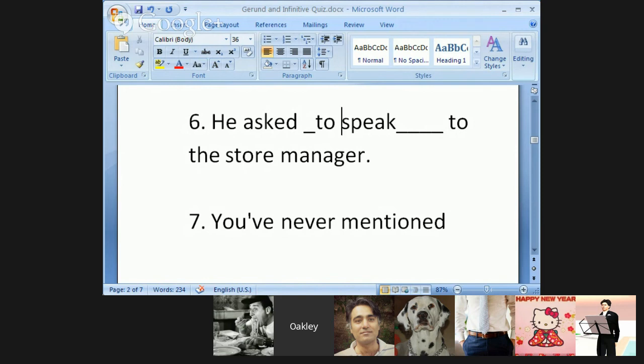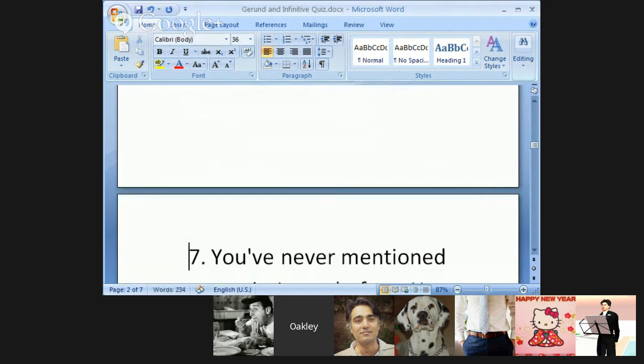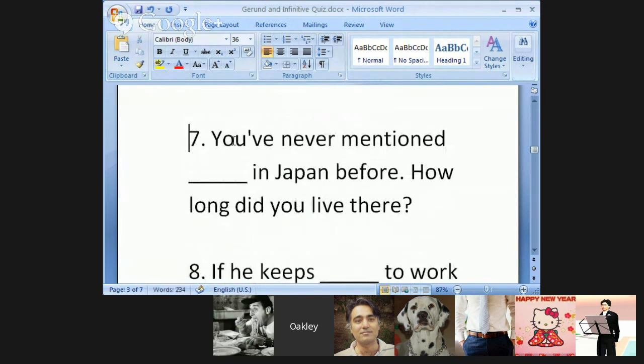Yeah, after ask. Ask to speak. Ask to dance. Ask to go to the bathroom. He asked going to the bathroom? Absolutely not. After asked, it's just got to be an infinitive. Okay, there's one that's got to be an infinitive.